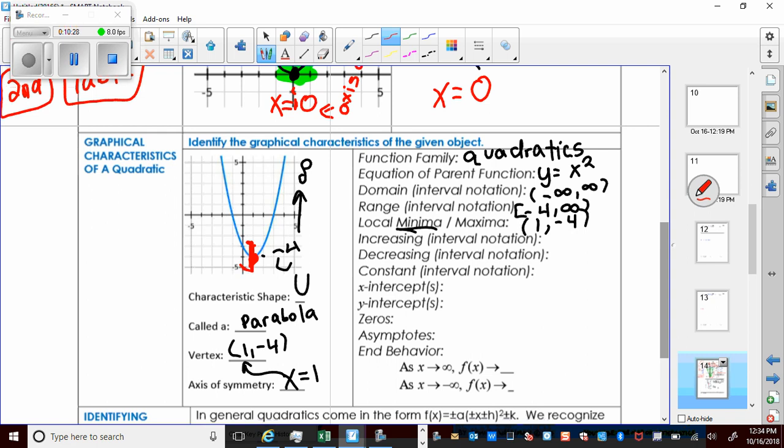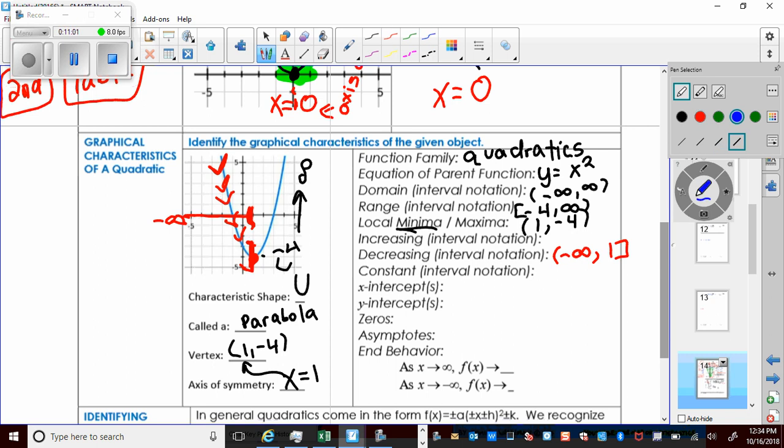Now, coming from the left, we're decreasing. Y values are decreasing. But the domain, the interval for that domain, comes from negative infinity, and it goes over to 1. It's decreasing on this interval. You guys are looking at y values for whatever reason. We're not looking at y in that way to record this decreasing interval. Decreasing, we're coming from negative infinity to 1.